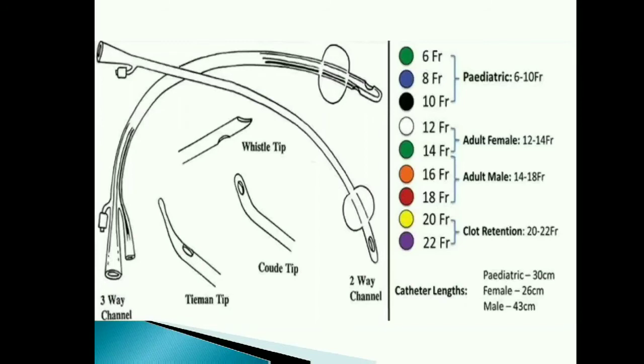And next is the adult female size, which is 12 to 14 French. Next is the adult male size, which is 14 to 18 French. And here is the catheter length. In pediatric we use the catheter for 30 centimeter, and in case of female we use 26 centimeter catheter, and in case of male we use 43 centimeter.